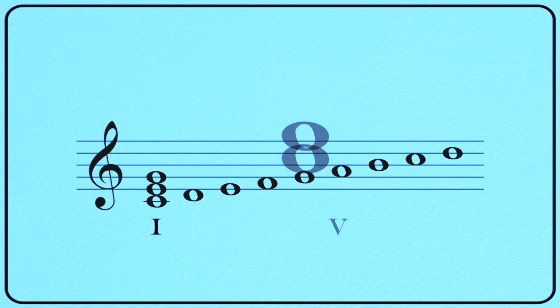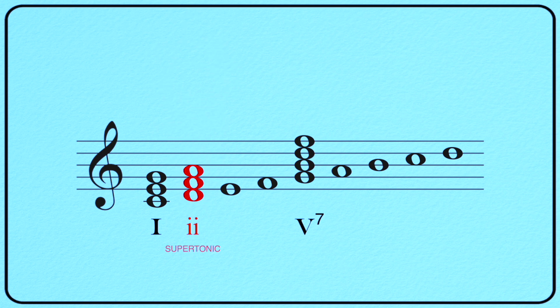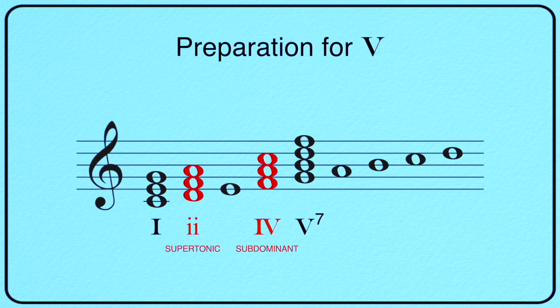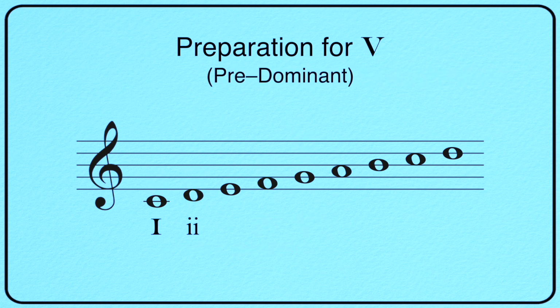We've had a close look at the tonic and dominant, 1, 5, and 5-7. And although these are the two strongest harmonies in tonal music, we're now going to expand our vocabulary to include the 2 chord, or supertonic, and 4, the subdominant. These two chords often serve as a preparation for the 5 chord, and are thus called predominants. Let's hear 1, 2, 5, 1. And here's 1, 4, 5, 1.